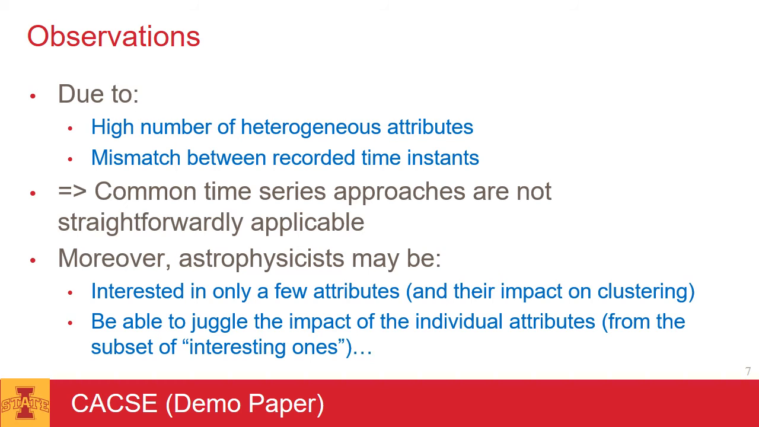Now, specifically what motivated this work is the following. An astrophysicist may be interested only in a few attributes, and moreover, what is the role of those attributes if I want to generate clusters, investigate clusters of stars? And for those few attributes, the astrophysicist may say, can I see which one is actually more important? Can I put a different weight on those attributes and see how it affects the clustering?